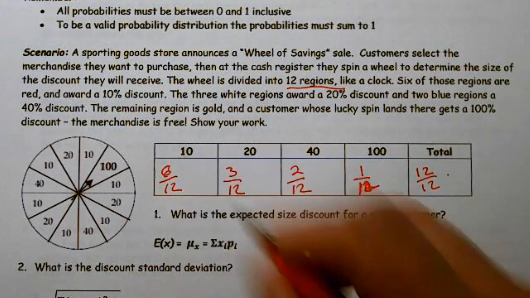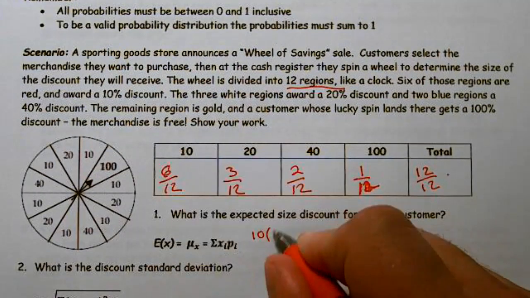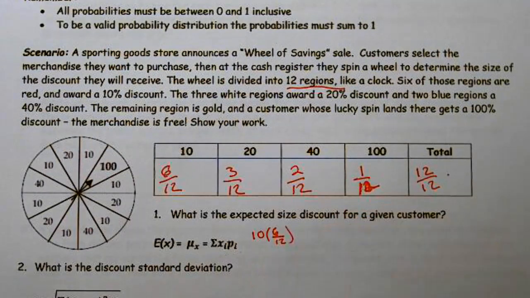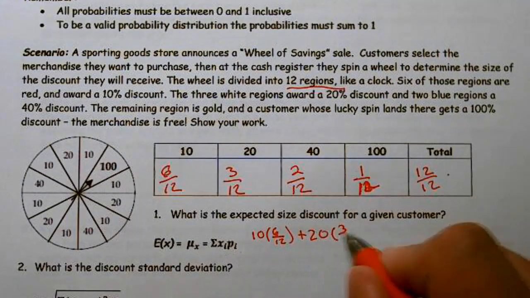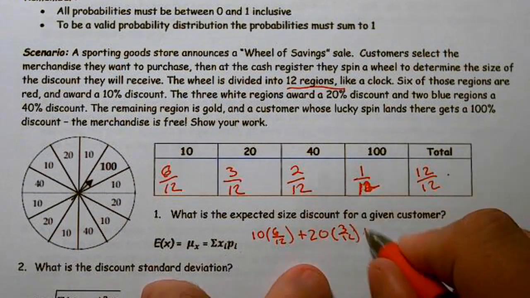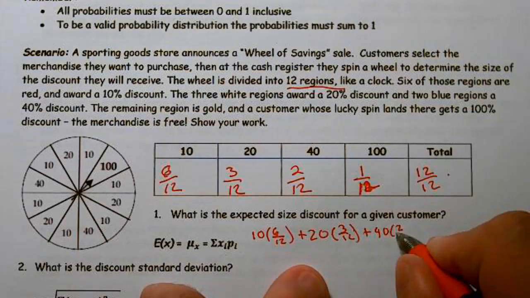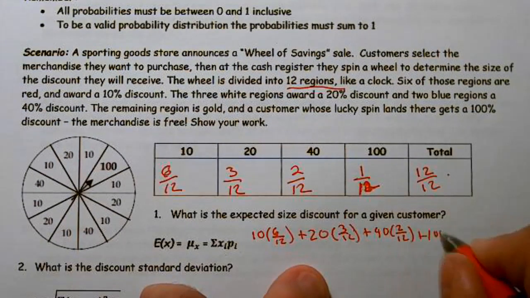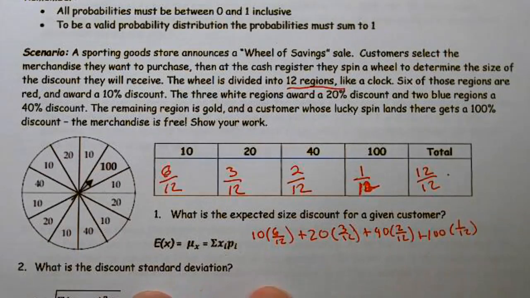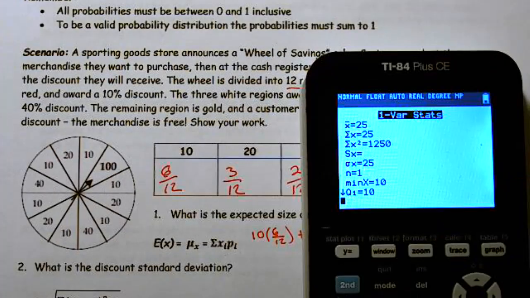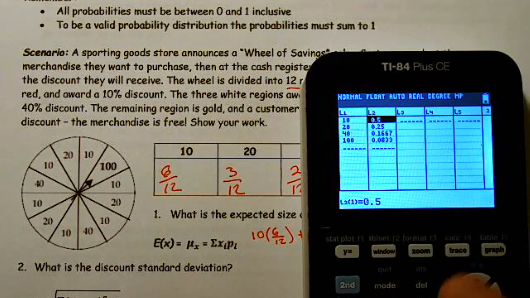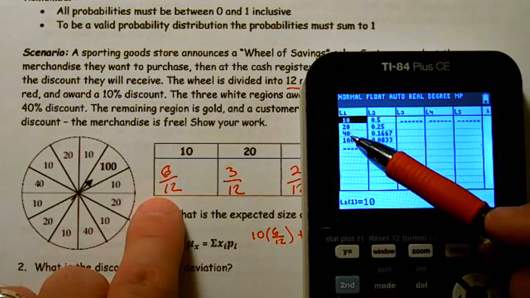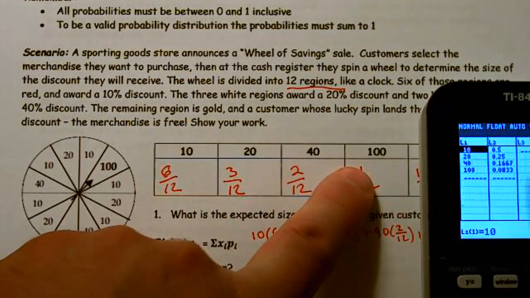So my X was 10, so 10 times 6 over 12. And if you had wanted to, you could have used 1/2 plus 20 times 3 over 12 plus 40 times 2 over 12 plus 100 times 1 over 12. All right, so here's what I'm going to do. I'm going to go ahead and plug this stuff in the calculator. I'm going to go to Stat Edit. And yes, I could have done this by hand, but I've basically gone 10, 20, 40, and 100.